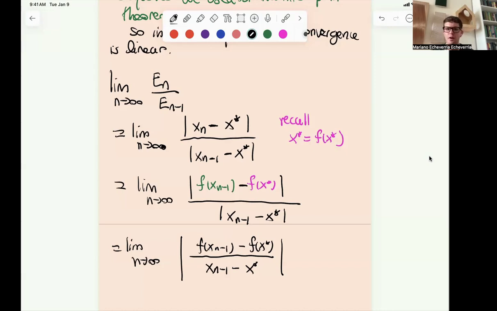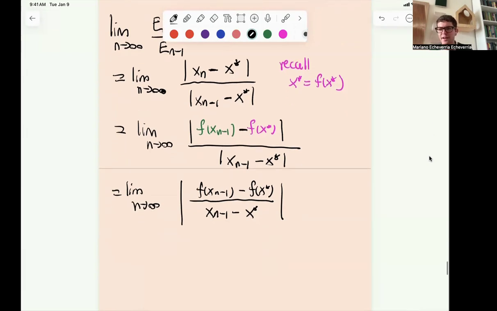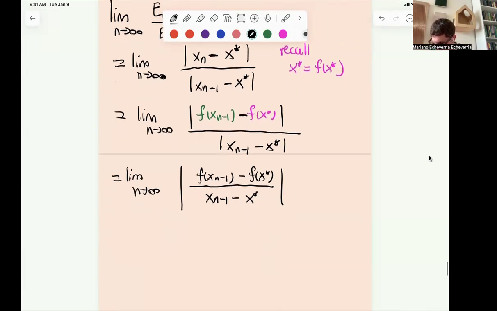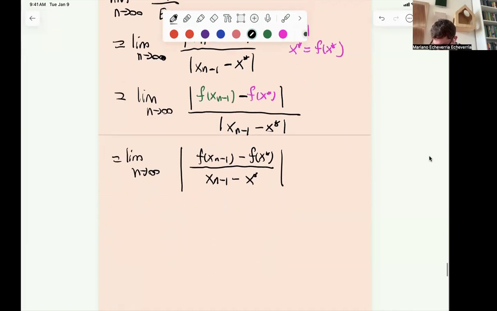And then, hopefully, now the mean value theorem kicks in. I don't know if you remember the mean value theorem from Calc 1. It has been a while, probably, for most of you. But what did the mean value theorem say? Again, I don't know what the graph of the function is like.